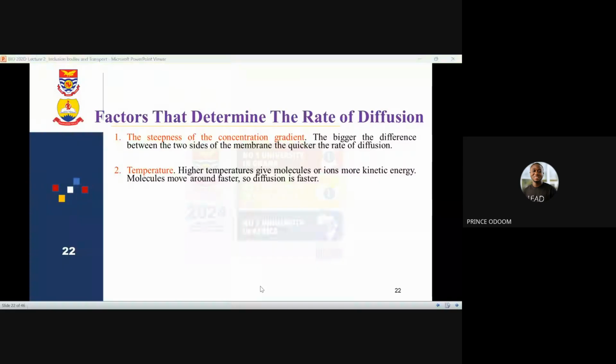Then temperature. Bear with me that temperature increases the rate of diffusion. You can perform this experiment quickly in your homes. Have two solutions. Put, let's say, salt into cold water and salt into warm water. Which of them will dissolve faster?